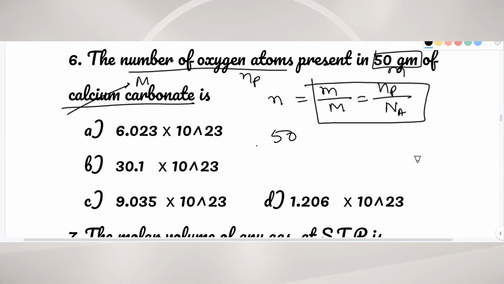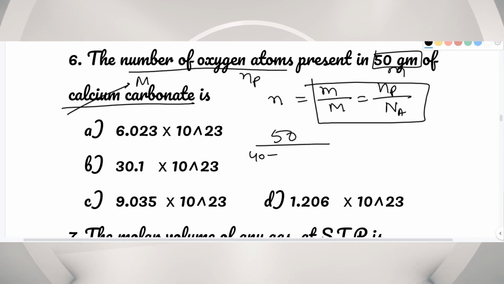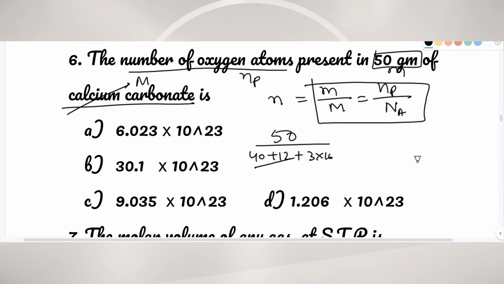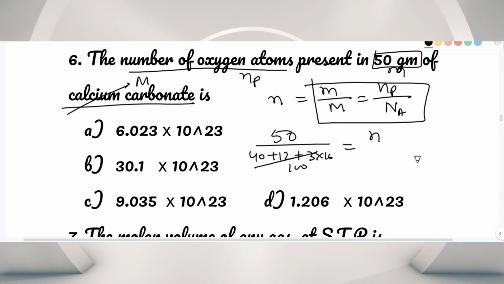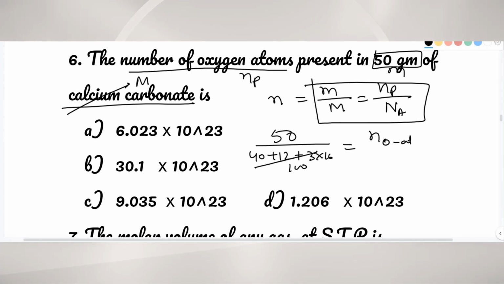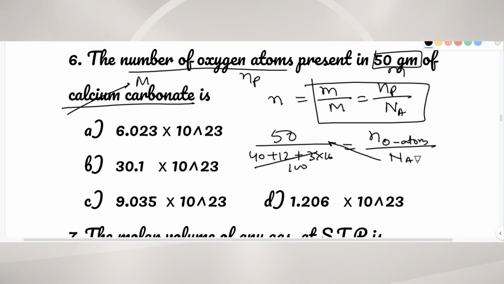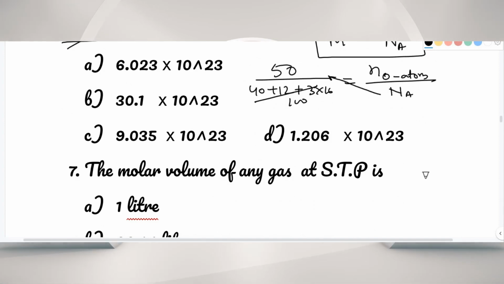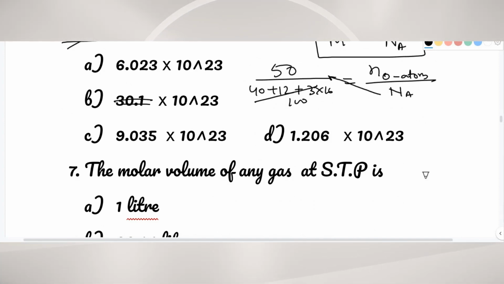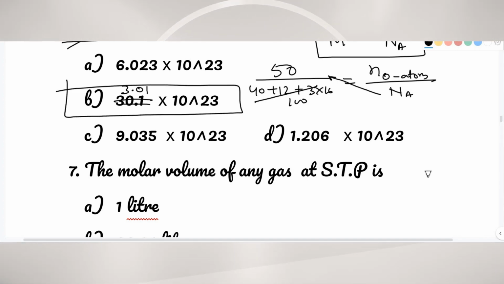Given mass is 50. Molar mass of calcium carbonate: calcium is 40 plus carbon is 12, CaCO3, so 3 times 16. So the denominator is 100. Other side you have number of oxygen atoms divided by Avogadro number. You just do a simple cross multiplication and you know that 50 by 100 is 1 by 2. So half of NA. Your answer is half of 6.023 into 10 to the power 23. That is 3.01 into 10 to the power 23 atoms. So the answer is option B. The decimal was wrongly typed.